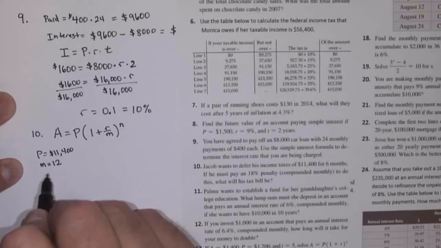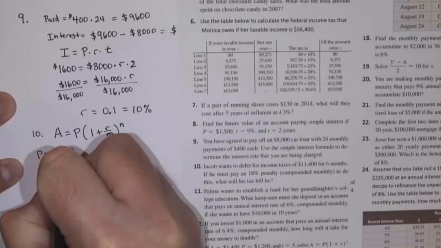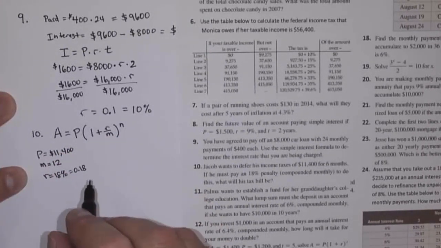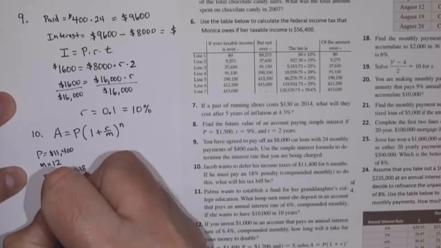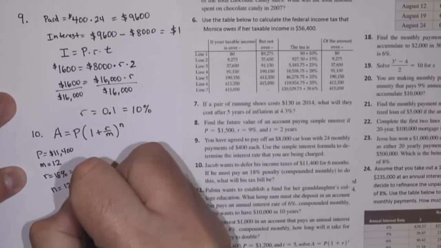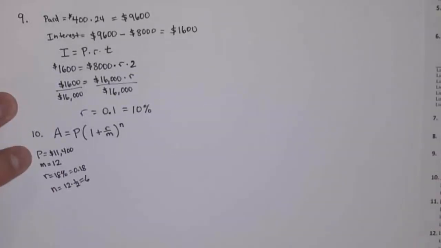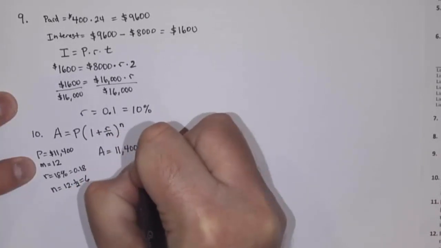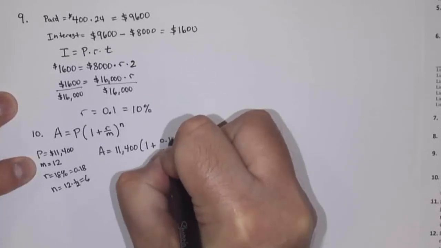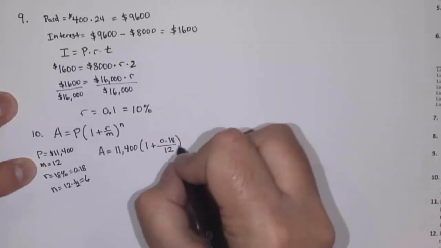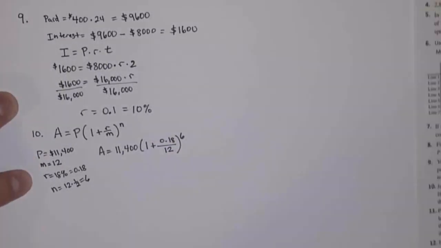So we're compounding monthly. We know that the interest rate is 18%, so as a decimal, that's 0.18. And we're doing this for 6 months, so our N is going to equal 12 times half a year. 6 months is half a year, which is going to be 6. So I'm just going to plug these values in this formula. So A is going to equal 11,400 times 1 plus 0.18, again, because it was an 18% interest rate, divided by 12 because we're compounding monthly, and we're raising that to the sixth power because we're only doing that for 6 months. So there's only going to be a total of 6 months.